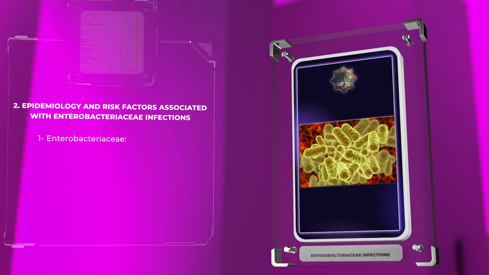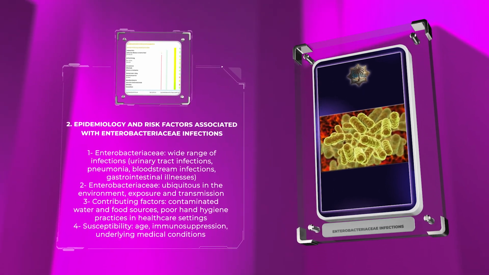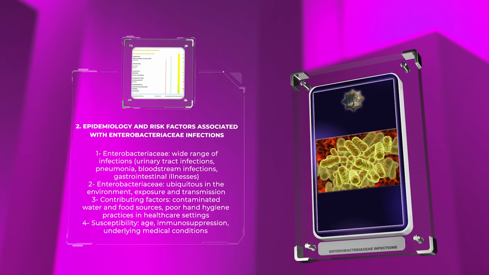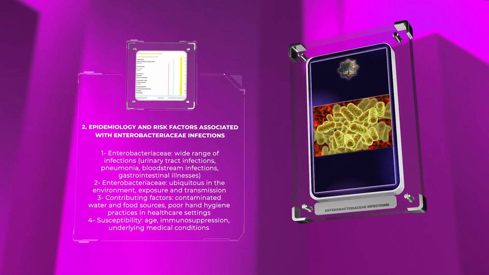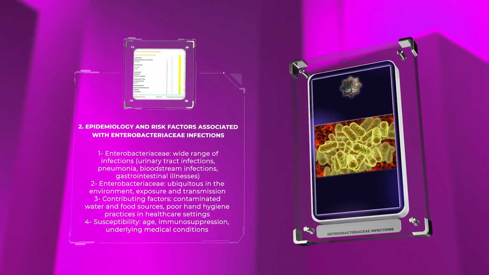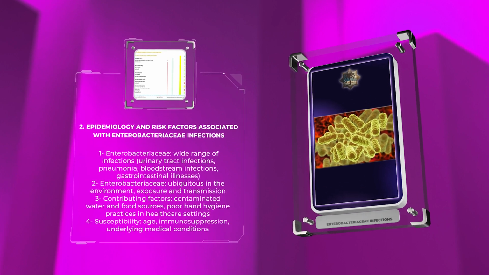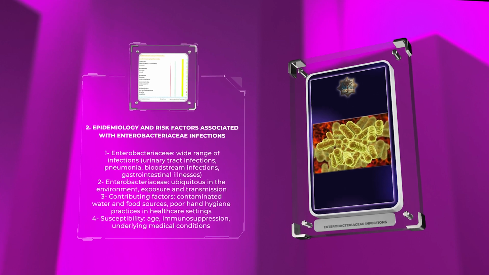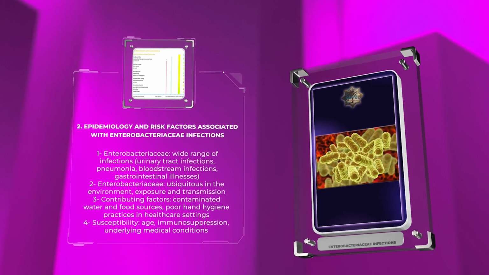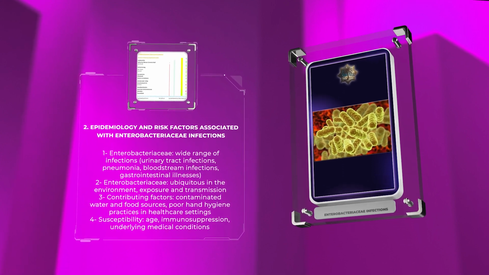Now that we have established the nature of Enterobacteriaceae, let's delve into their epidemiology. These bacteria are notorious for causing a wide range of infections, from urinary tract infections to pneumonia, bloodstream infections, and gastrointestinal illnesses. Enterobacteriaceae are ubiquitous in the environment, multiplying the risks of exposure and transmission. Contributing factors range from contaminated water and food sources to poor hand hygiene practices in healthcare settings. Age, immunosuppression, and underlying medical conditions also increase susceptibility to Enterobacteriaceae infections.